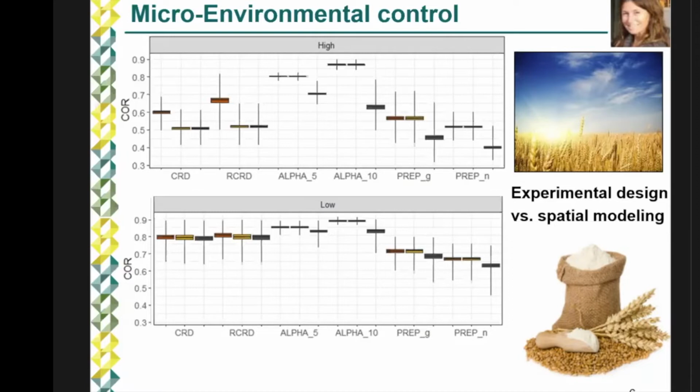What I'm showing you here is the correlation of the true genotypic value with the genotypic value predicted by the model. And then for each one of the experimental designs, we have a no spatial correction. So besides randomizing the experiments in different ways, we also compare no spatial correction a posteriori. Then we compare with an AR1 model.